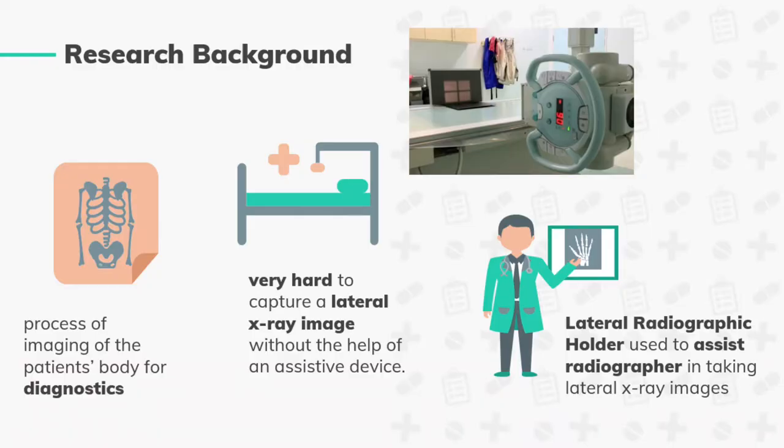For the research background, medical imaging is a process of imaging the patient's body for the purpose of diagnosis or in need of treatment. As you can see from the slide, there's a picture of a collimator of an X-ray machine. Although the collimator is very flexible to move around the X-ray table, it is very hard to capture a lateral image of the patients without the help of an assistive device. So this project, the lateral radiographic holder, is used to assist the radiographer to take lateral images of the patients.